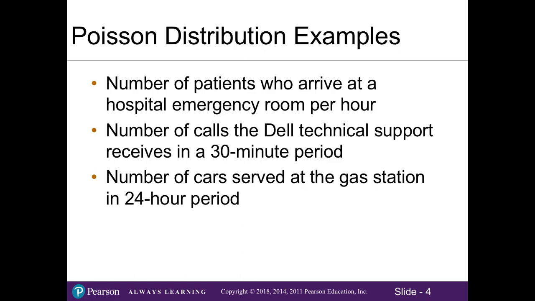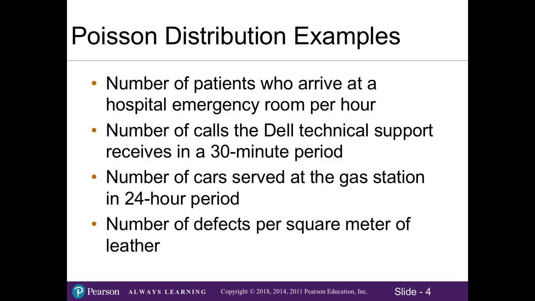Another example would be the number of cars served at a gas station in a 24-hour period. In this example, now our segment is 24 hours. So you can see the segment is whatever we define it to be. And this might be useful so that we know how many pumps we need available at the gas station, staffing, how much gas to have on hand. And another instance where we can use Poisson is the number of defects per square meter of leather. If we think about raw material like leather, we can now estimate the probability of defects that you're going to see on the raw material.